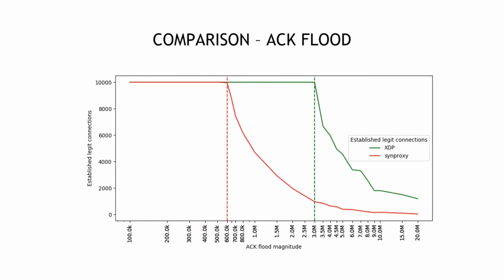Our final test will show how susceptible the firewall is to the ACK flood. As connections are opened with an ACK packet and checking the SYN cookie takes CPU cycles, it's important to understand at what point ACK flood with bad cookies could disrupt the service. As we see on this plot, XDP also accelerates this operation, keeping the service reliable until a much bigger flood, 3 million packets per second compared to 600,000 packets per second with plain Synproxy.